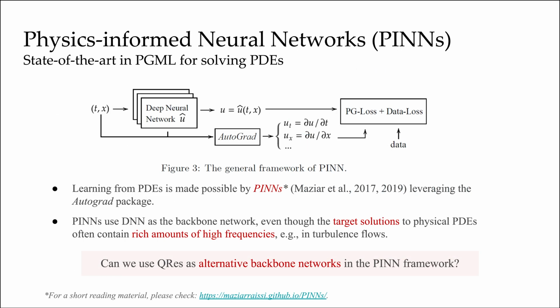Fortunately, learning from PDEs is made possible by Raissi et al. in their work on physics-informed neural networks, leveraging the analytical differentiation tools from the autograd package. The PINN uses deep neural networks as the backbone network, which can solve a variety of forward and inverse physical problems involving PDEs. We noticed that solutions to physical PDEs often contain a rich amount of high frequencies, for example in turbulent flows. And it makes us wonder, can we use QRES as the alternative backbone network in the PINN framework?